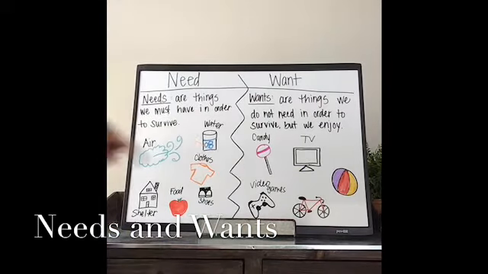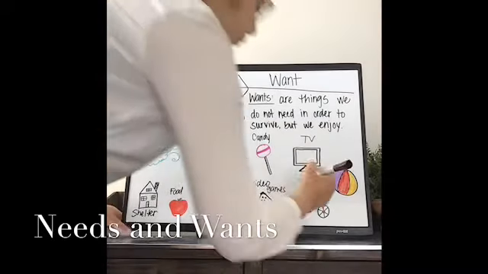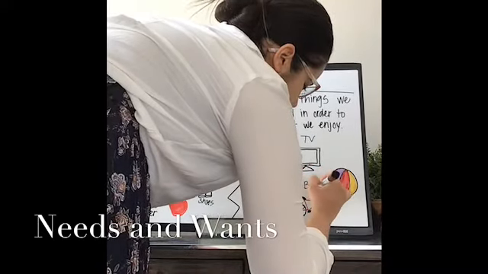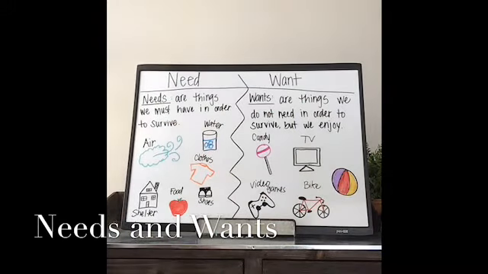Now what about this? What do you think this is a picture of? A bike. Right, it's a bike. We enjoy riding bikes. I enjoy riding a bike. But do I really need a bike in order to survive? Is it going to keep me safe whenever there's a storm outside? No. Is it going to protect my body whenever it might be cold or hot outside? No. So I don't really need it to survive, but I enjoy riding a bike, and I think we all do.